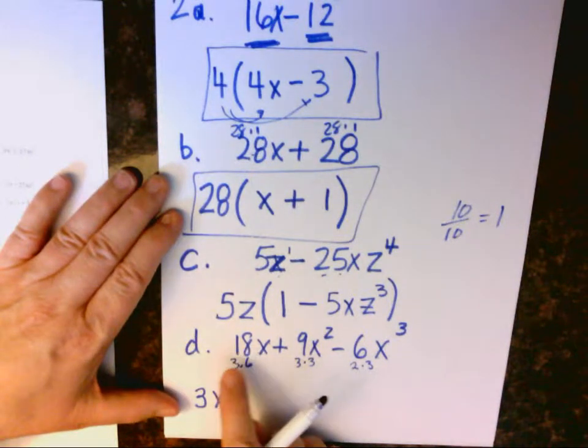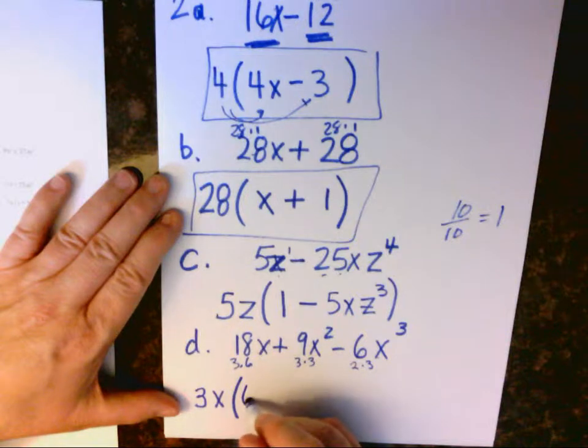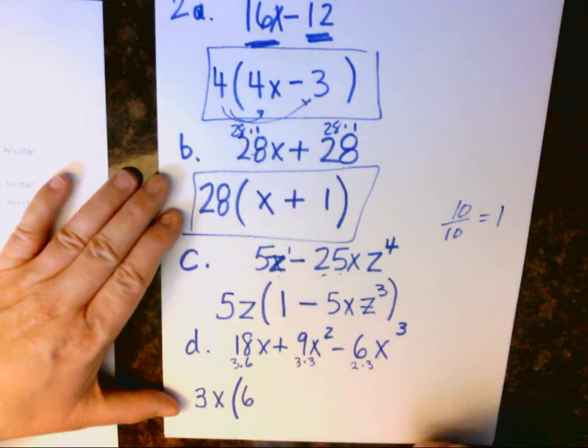So I divide 18 divided by 3 is 6. X divided by x is 1. So that's just a 6.